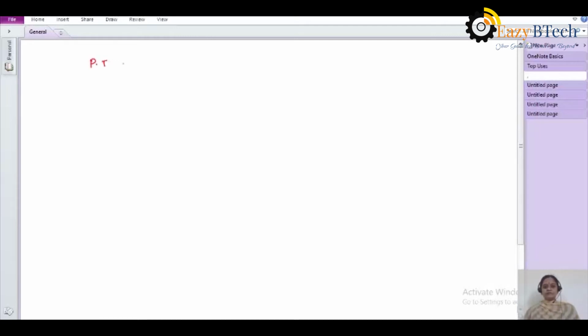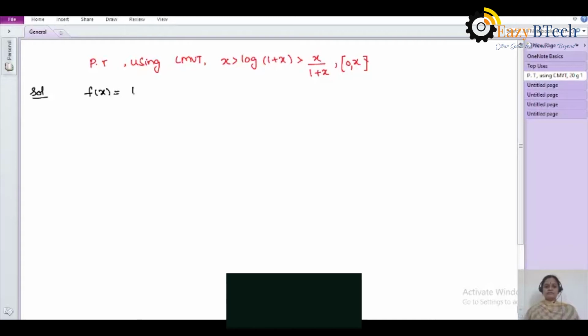So, prove using LMVT only that x is greater than log of 1 plus x, which is greater than x by 1 plus x, for the interval 0 comma x. Okay, the proof of this one, the solution part. At first, choosing f of x as log 1 plus x.